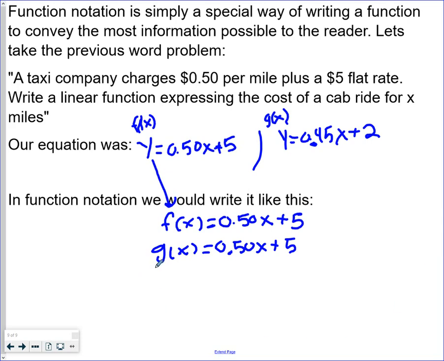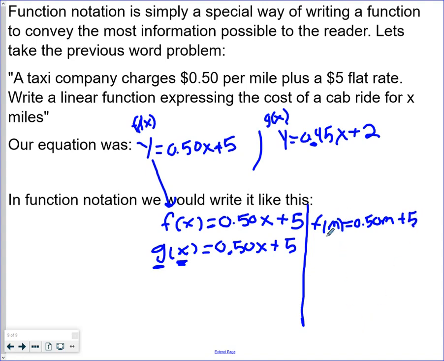So this beginning part is the name of the function. This middle part right here is what your domain is. In this case, my domain is x. If I want to be really formal, I could do it like this. I could say f of m is equal to 0.50m plus 5.